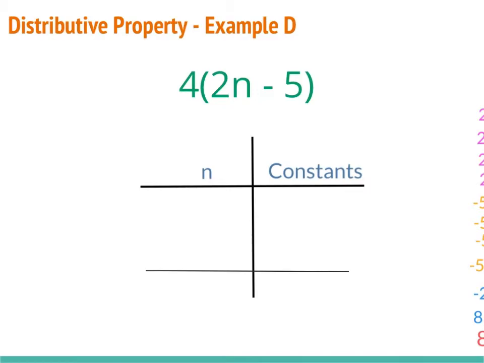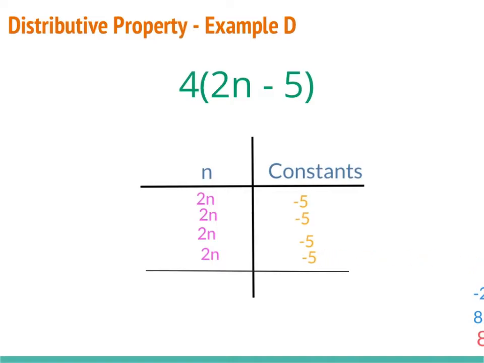So here we are at example D, and I've got more distributive property to do. I've got 4, and then inside the parentheses, 2n minus 5. So that means I'm going to have 4 sets of everything that's inside the parentheses. So I'm going to have 4 2n's: 2n, 2n, 2n, 2n. Then I've got 4 sets of negative 5: negative 5, negative 5, negative 5, and negative 5.